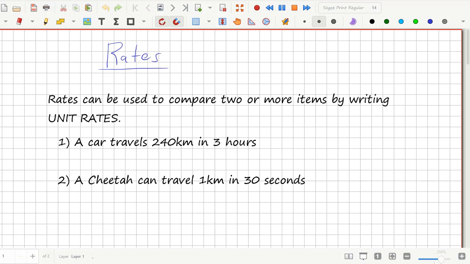This section is on rates, and rates can be used to compare two or more items by writing unit rates. So we saw how to write ratios. Now we're going to look more into unit rates, which we touched on a bit last lesson.